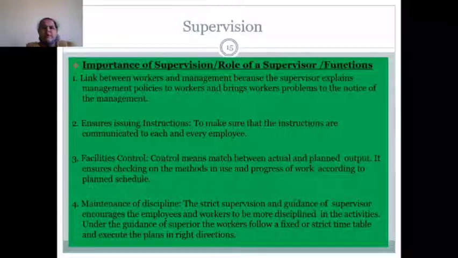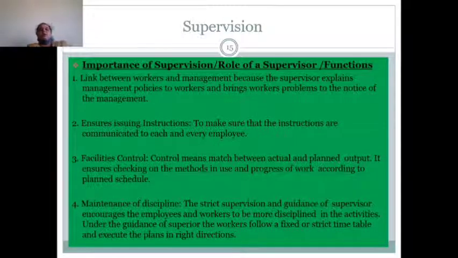So the first element of direction is supervision. First you are going to learn the importance of supervision, the role of a supervisor, and the function of supervision. All these three have one single answer you have to give in your exam. It may be importance of supervision, role of supervisor or the function. You have to write the same points here.